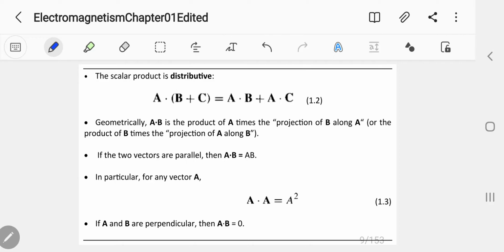And the scalar product is distributive. So if you dot a vector to a sum of two vectors, then you can dot with B, and you can also dot with C separately. So just like this. The dot product with the sum of vectors is the sum of the dot products. That's what it means.